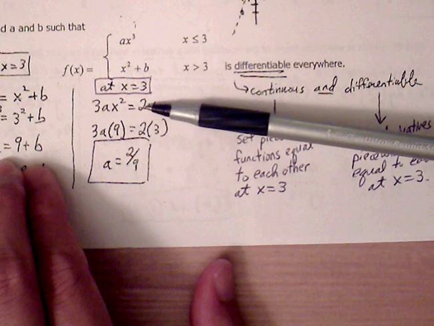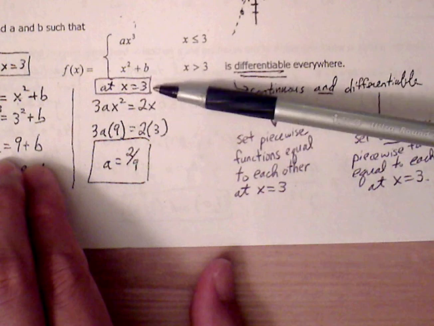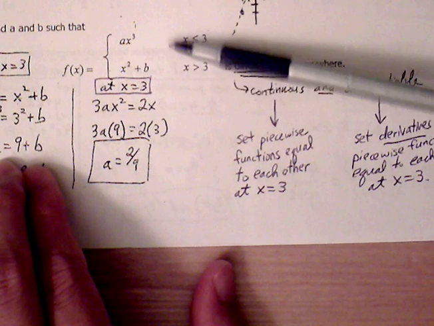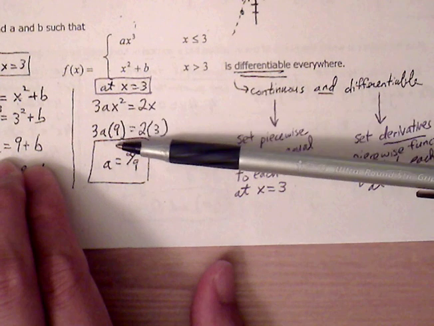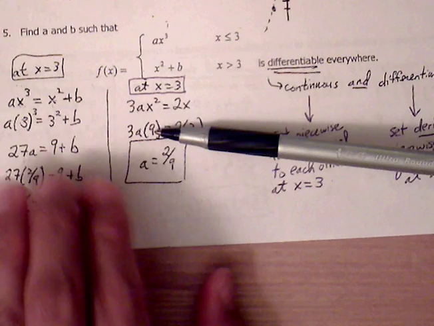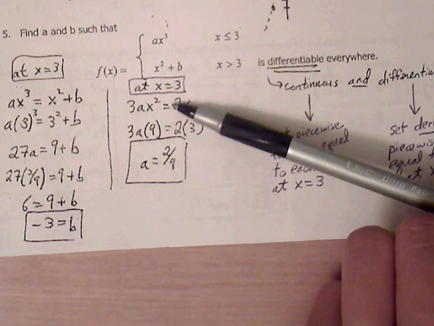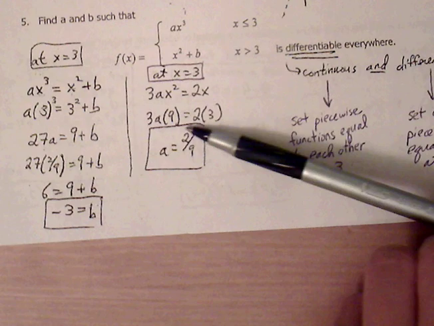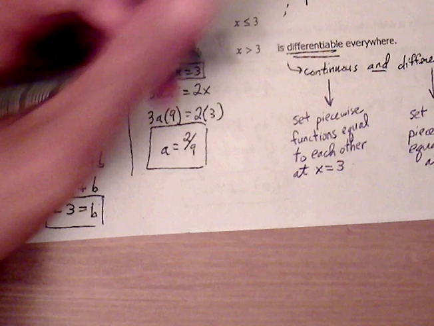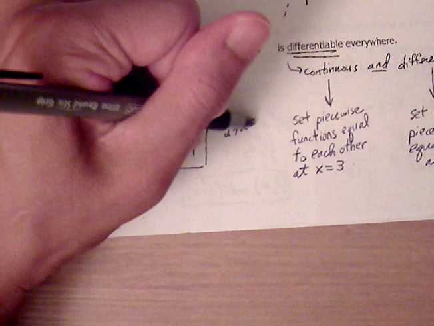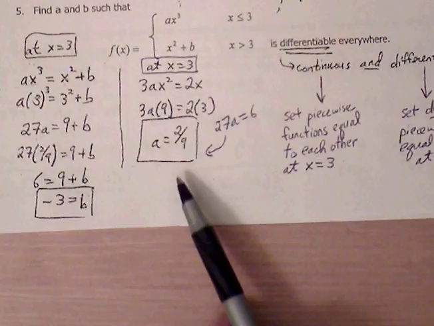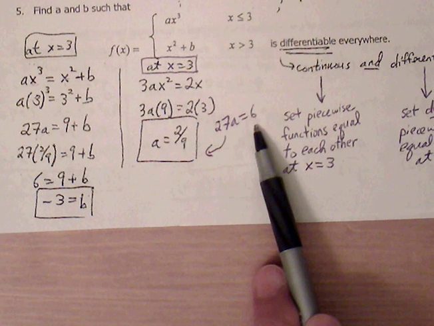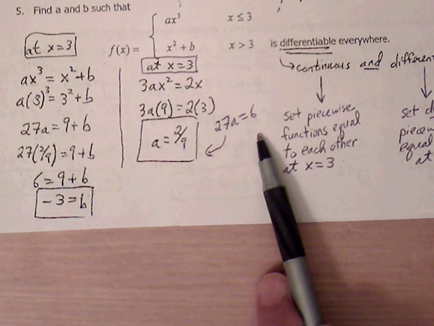We found the derivatives. We set them equal to each other. And now we know that they must have the same slope at x equals 3, so I can replace x with 3. So I get 3 times 9a, which is 27a. So 27a is equal to 6. Now if I solve for a, I get a is equal to 6 over 27, which reduces to 2 over 9.